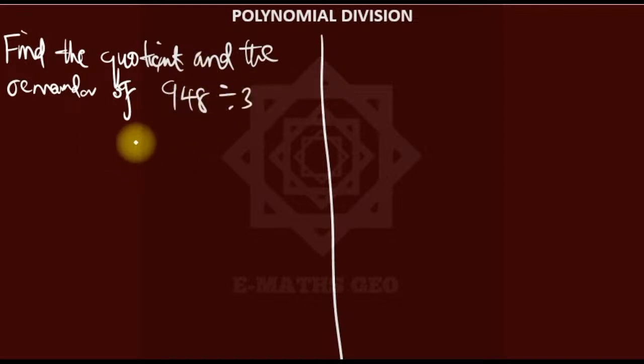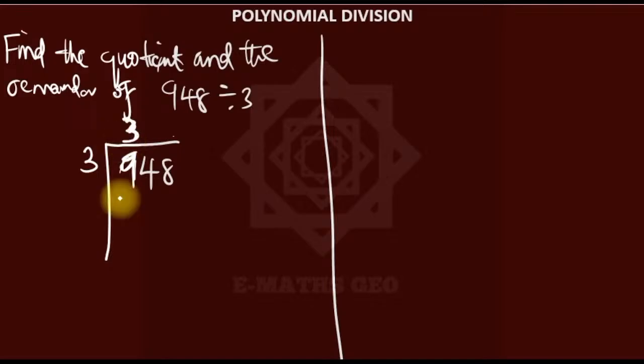So how do you do it? It's very simple. We'll place the divisor, which is 3 here, and 948. So we'll start with 9. 9 divided by 3, you have 3. We'll place it directly above 9. So 3 times 3 is 9. We subtract. We have 0.